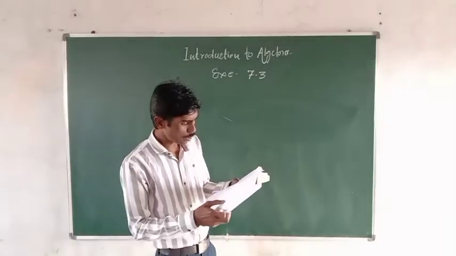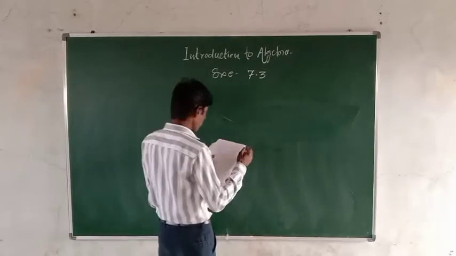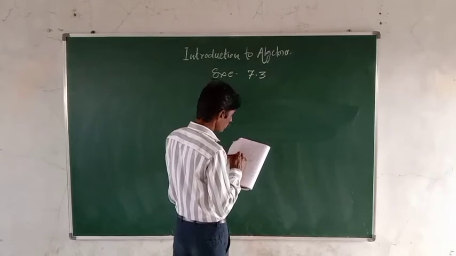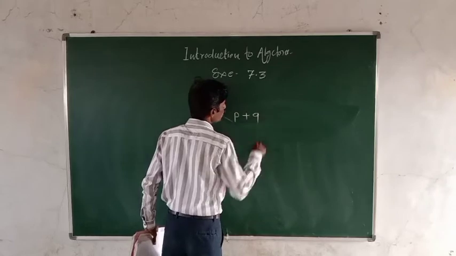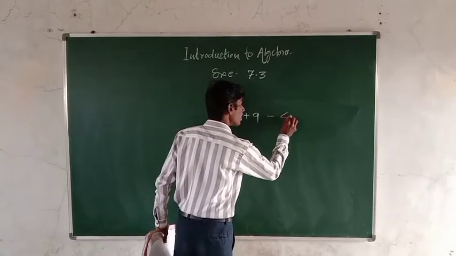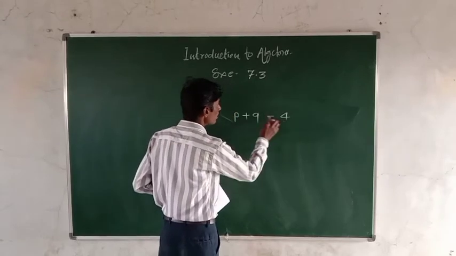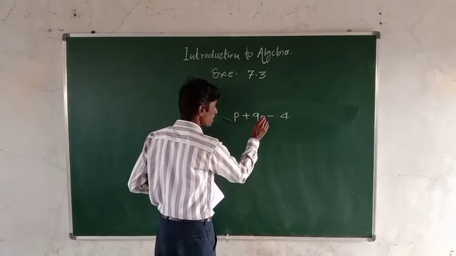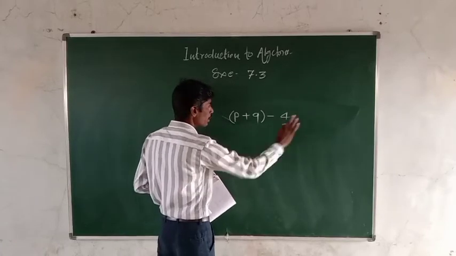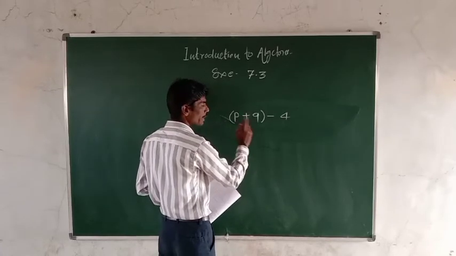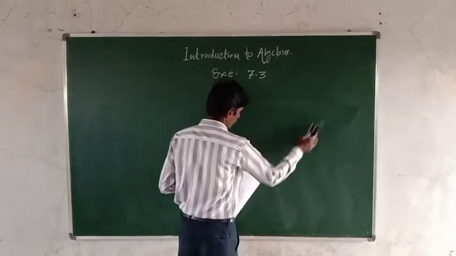And the last one is 4 taken away from sum of p and q. Sum of p and q taken away, that is 4. Remember that 4 taken away from sum of p and q. So in this way we can solve the first question.